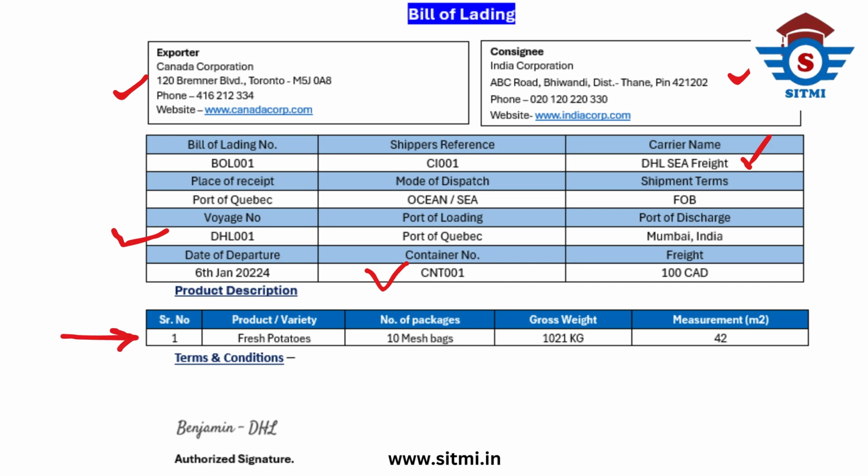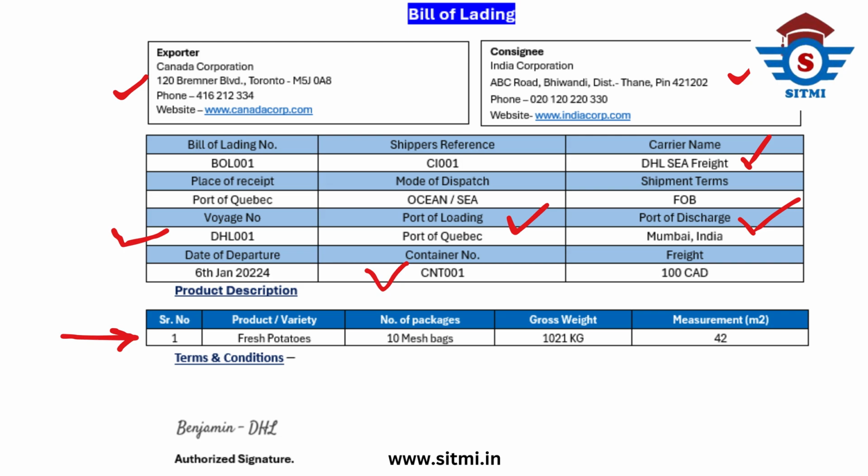The next one is a description of goods. A detailed description of the goods being shipped is included in the bill of lading. This typically includes information such as the type of goods, quantity, weight, dimensions, and any special handling instructions.